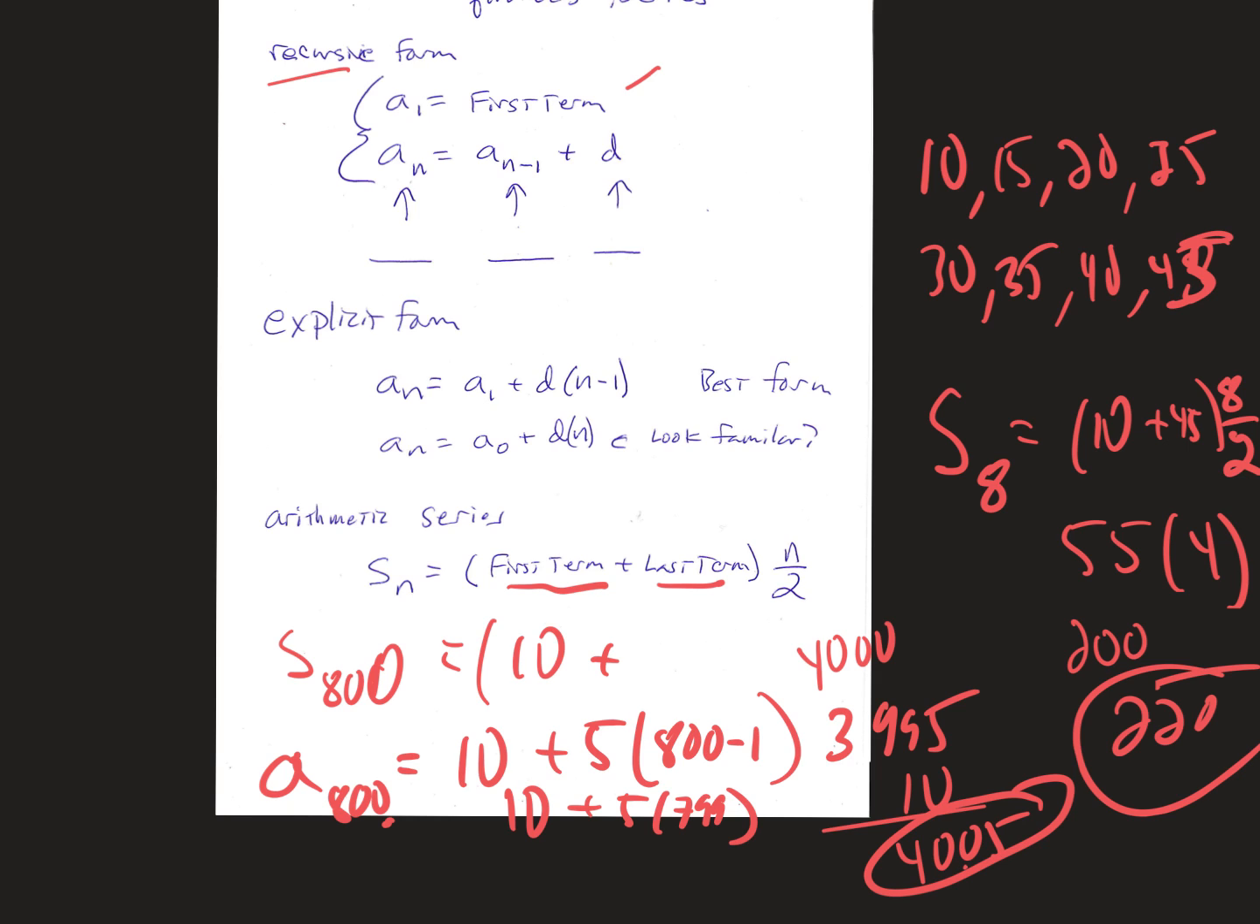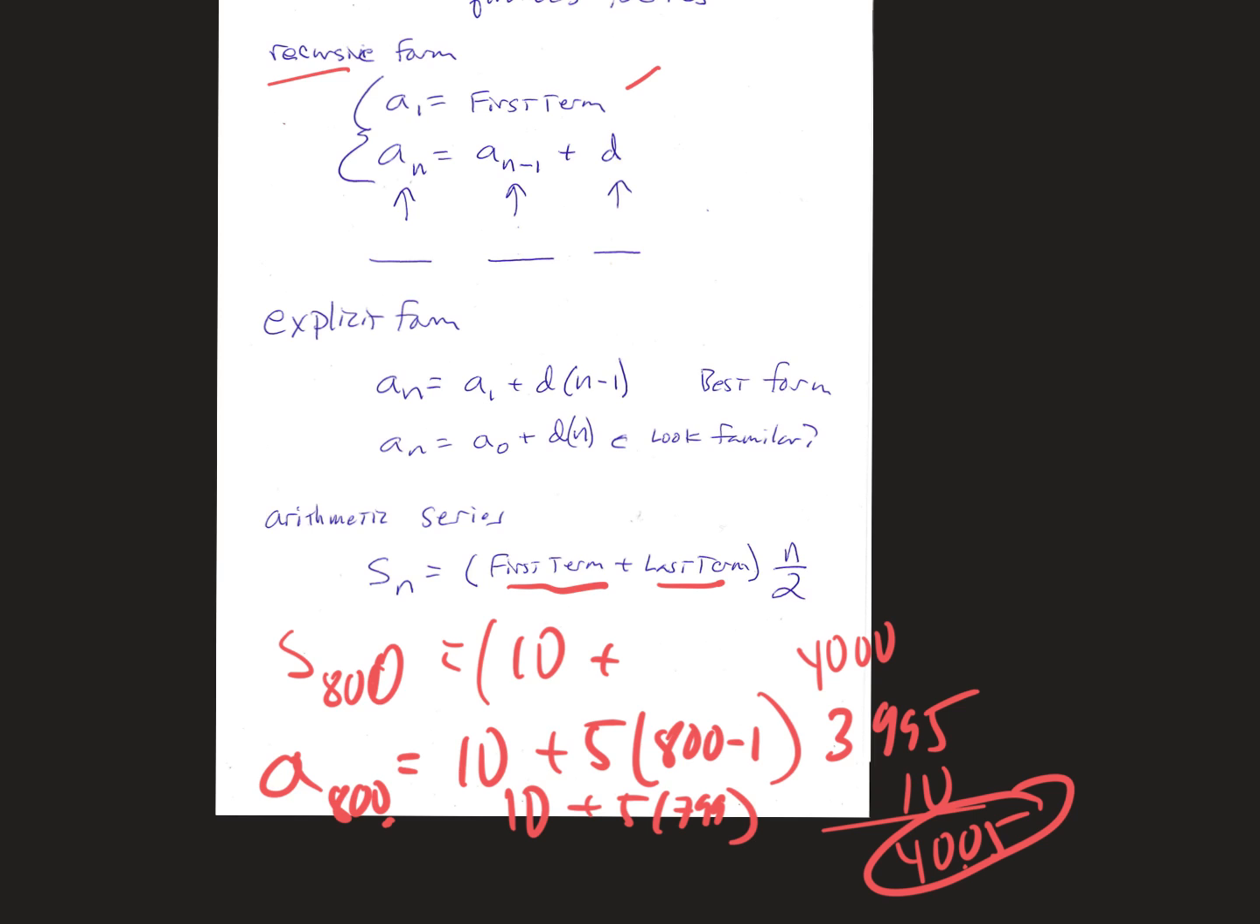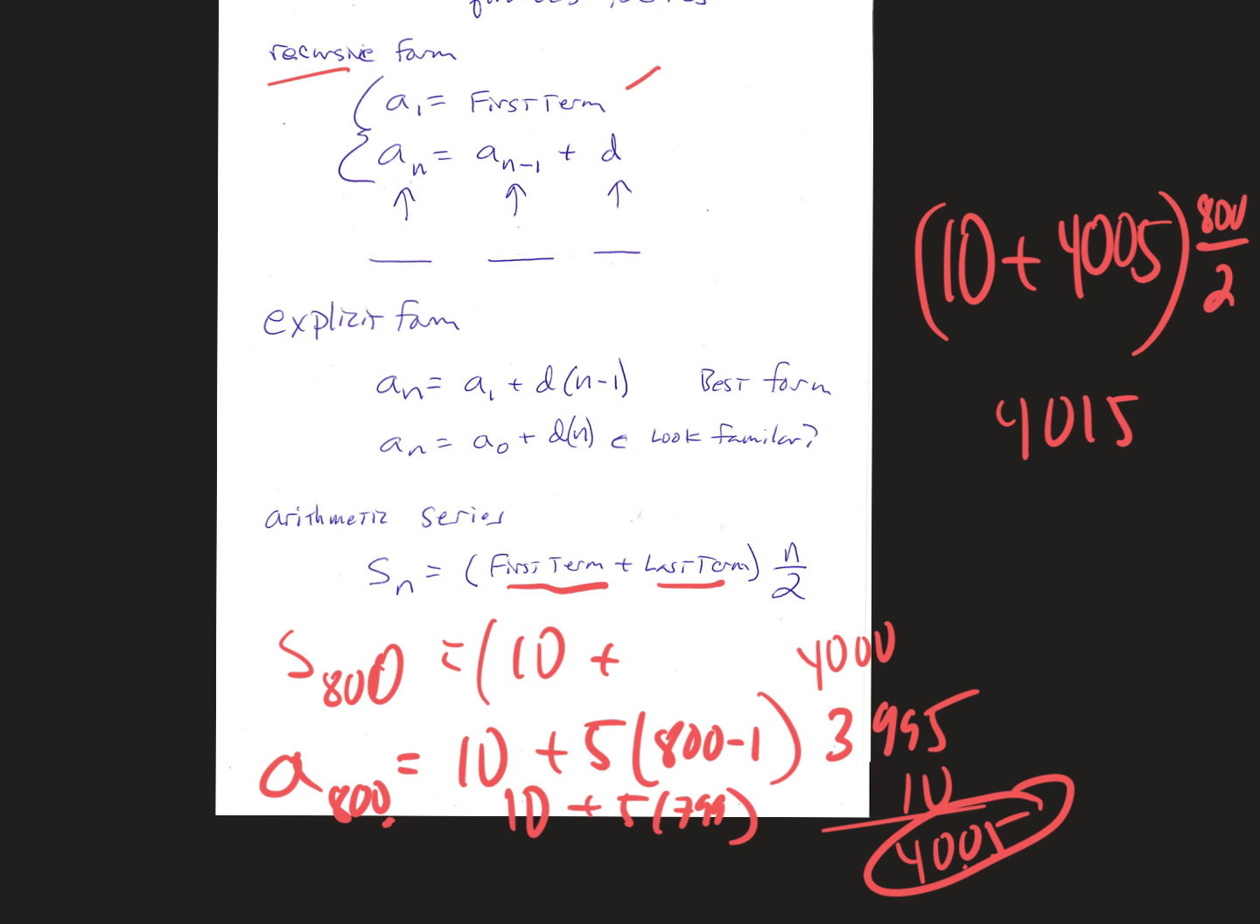So let's go find that series now. Let's find the sum of those 800 terms. So I'm going to do the first term of 10 plus the 800th term, which I believe is that, over 800 divided by 2. So that's going to be 4,015 times 400. I'm not going to finish it; grab a calculator and do it. So that's how you can do it, and that's why this explicit form is useful if you're trying to find it.